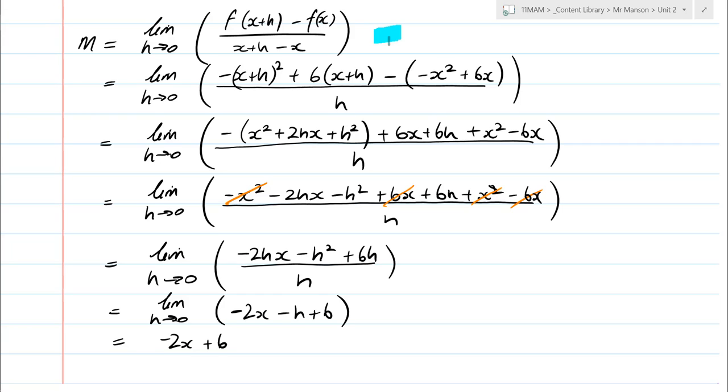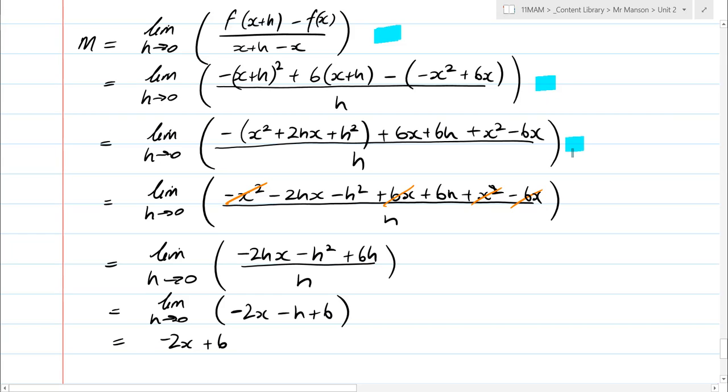That's the first bit. The second bit is I've used that function. f of x plus h becomes negative (x plus h) squared plus 6(x plus h). And then I've got minus. The second bit, because I'm subtracting it, I always put that in brackets so that when I do negative of a negative, I don't get that wrong. And in particular, when I do negative of the second term, I don't get that wrong. So you should always put that second one in brackets at least. And I end up with h in the bottom.